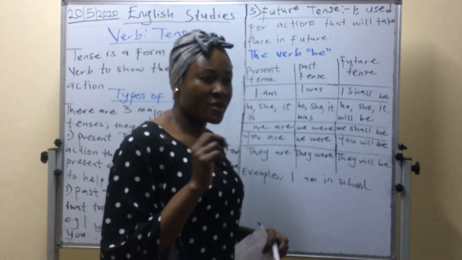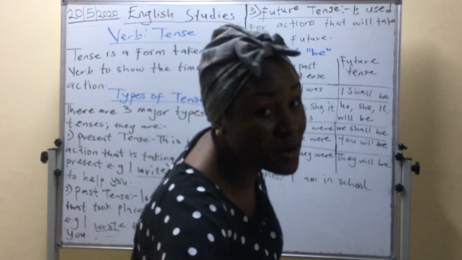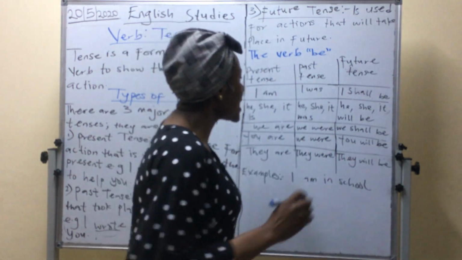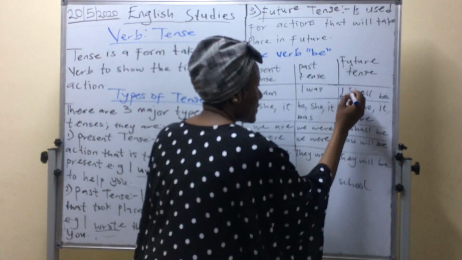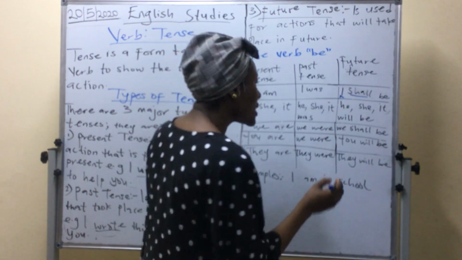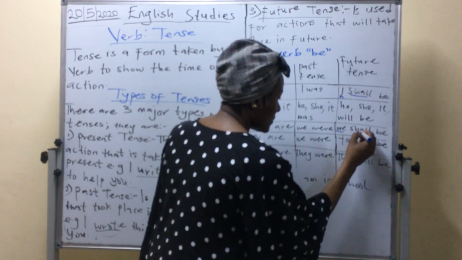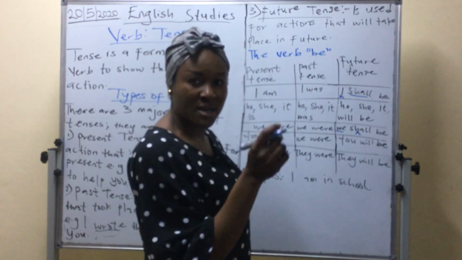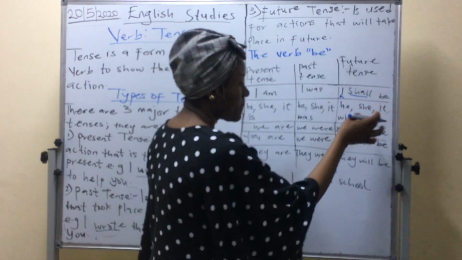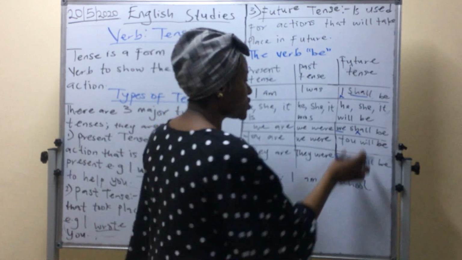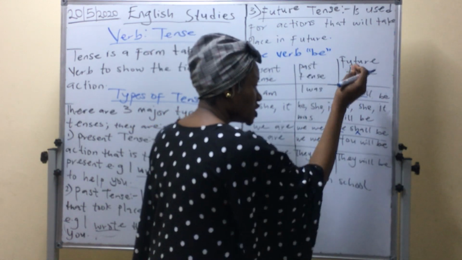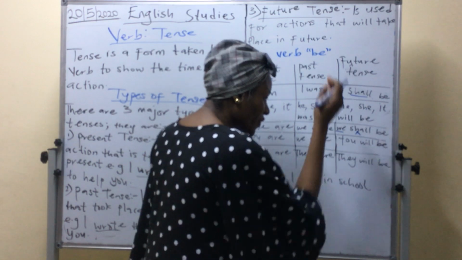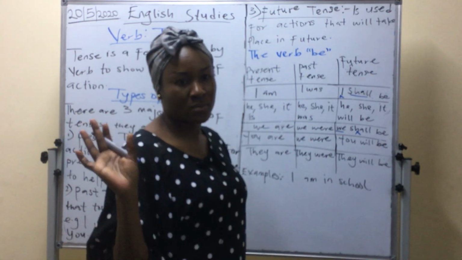Now, I want to show you a very important thing. I'm going to use my blue anchor to show you. Look at I and shall, and look at we and shall. Have you seen it? In using I in future tense, use shall. In using we in future tense, we also use shall. But he, she, it, you, they, we use will.